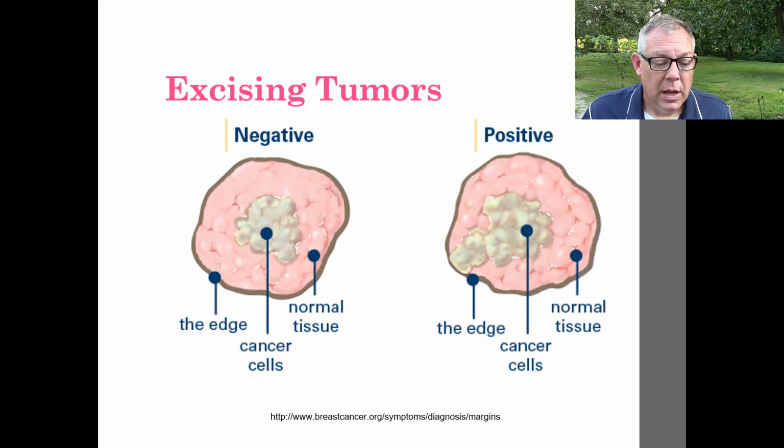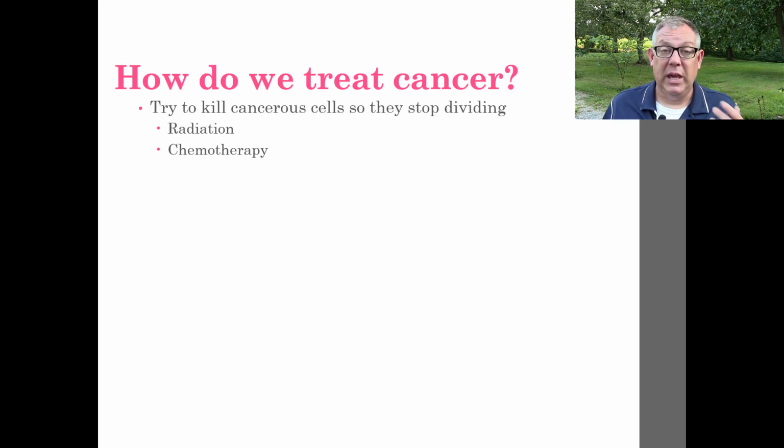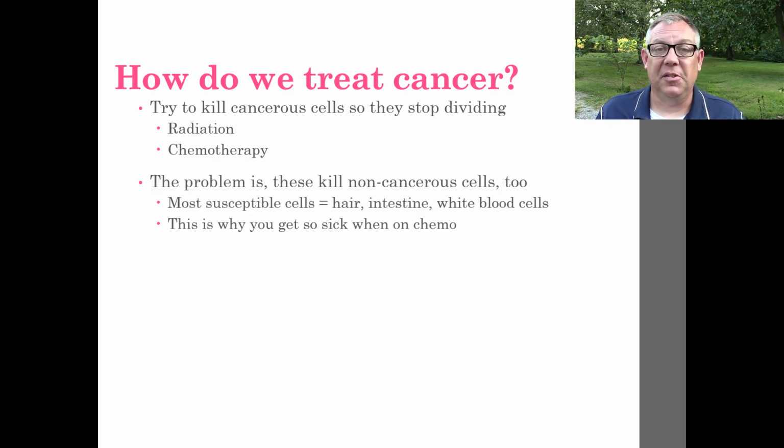Another way to treat cancer is to try to kill those cells so they stop dividing. They can't control their own division, but if you kill the cells, well, then that stops the mitosis, and it stops the growth of the tumor. So how do you kill a cell? Radiation. You hit it with certain wavelengths of energy, and that can break up the DNA in the cell and can kill the cell. And chemotherapy. You can use chemicals that kill the cell. Of course, those don't necessarily just kill the cancerous cells, they kill non-cancerous cells as well.